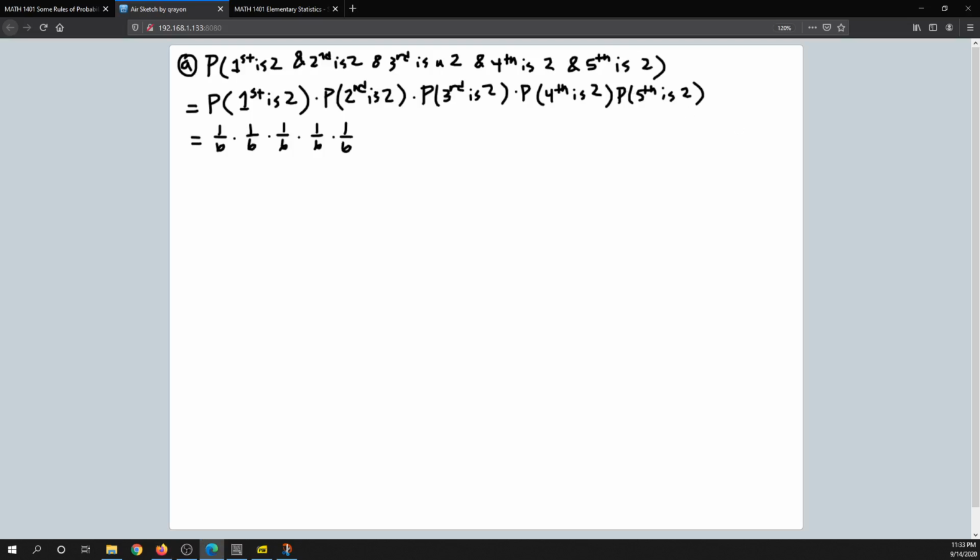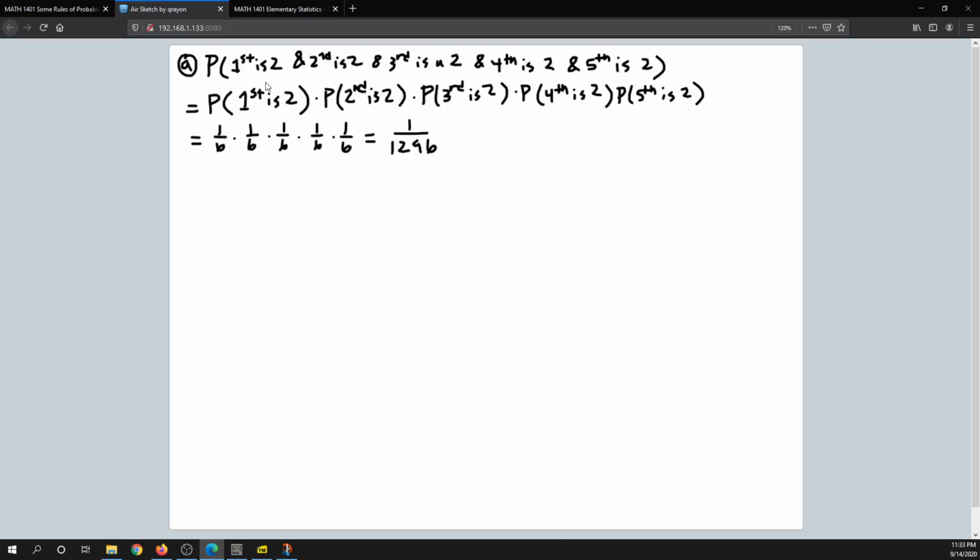So that comes out to be 1/6 to the 5th power. That's 1 over 1296, right? If you multiply across the tops, you'll get 1. If you multiply across the bottoms, you'll get 1296. So that's the probability of rolling all 2s.